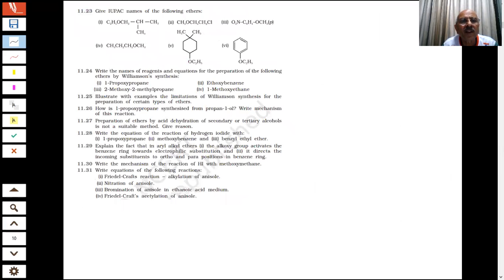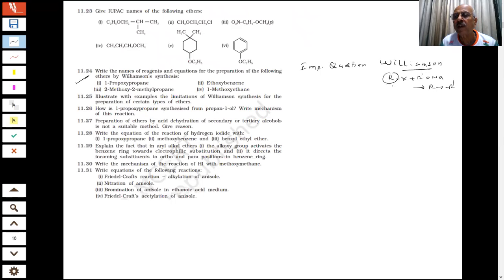In the case of the ether, for example, he says, write the names of reagents and equation for the preparation of the following ethers by Williamson synthesis. Important question. The most important method for the preparation of ether was which one? Williamson? Yes or no? And what we do is take alkyl halide and sodium alkoxide, what do you get? ROR dash. And what was the catch? What was the main thing?